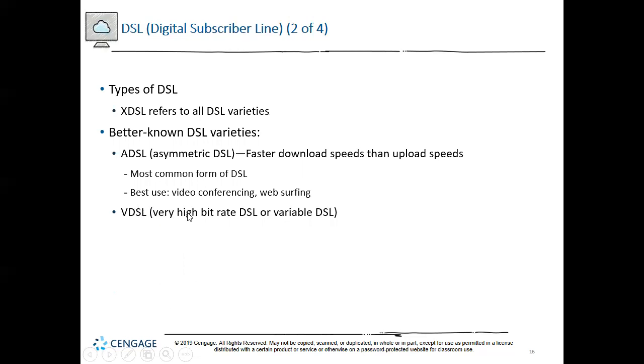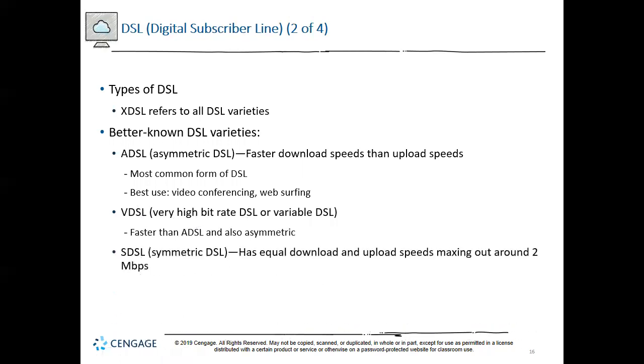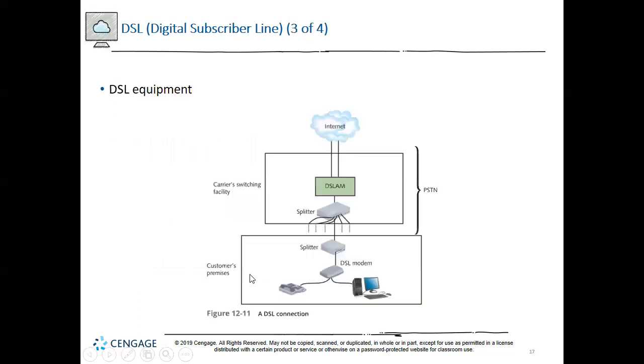So this is very high bit. Obviously, that's more attractive than sort of vanilla DSL. So also more expensive. And symmetric DSL, again, going to be expensive because you're having a high upload speed as well as your download speed.